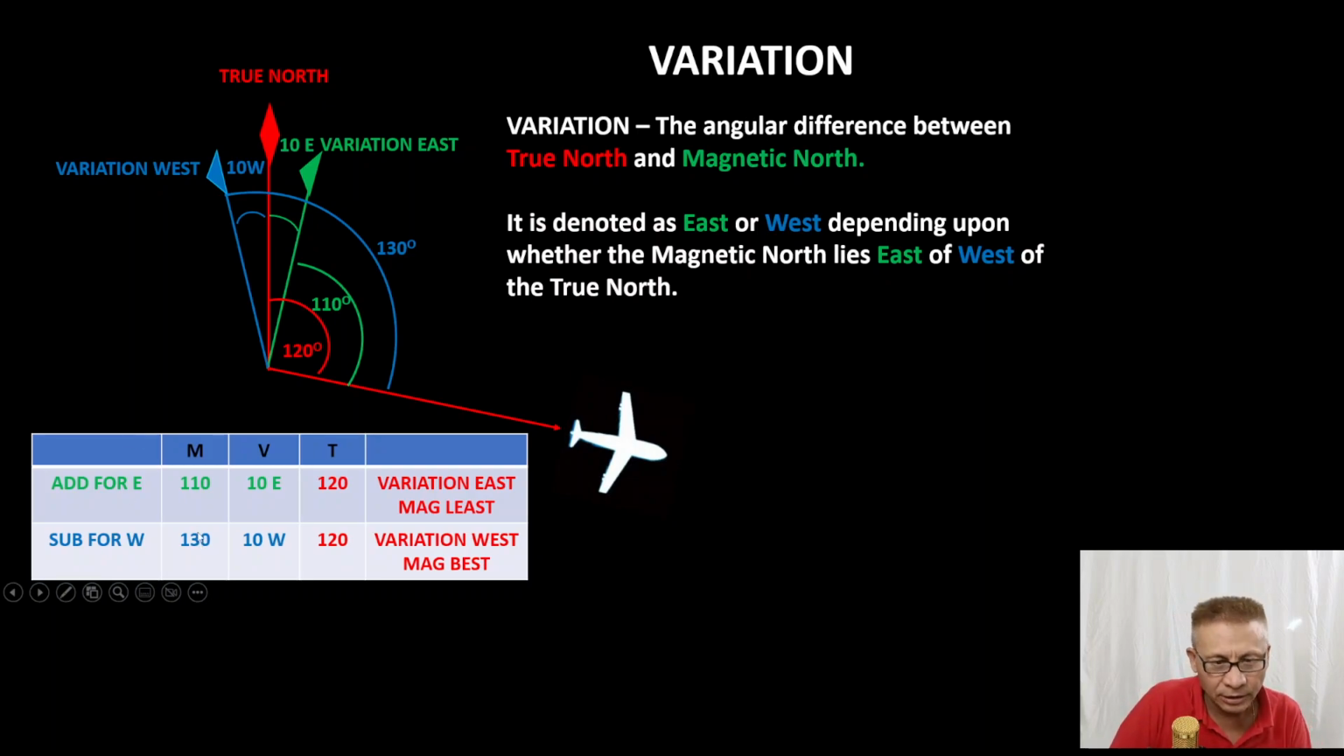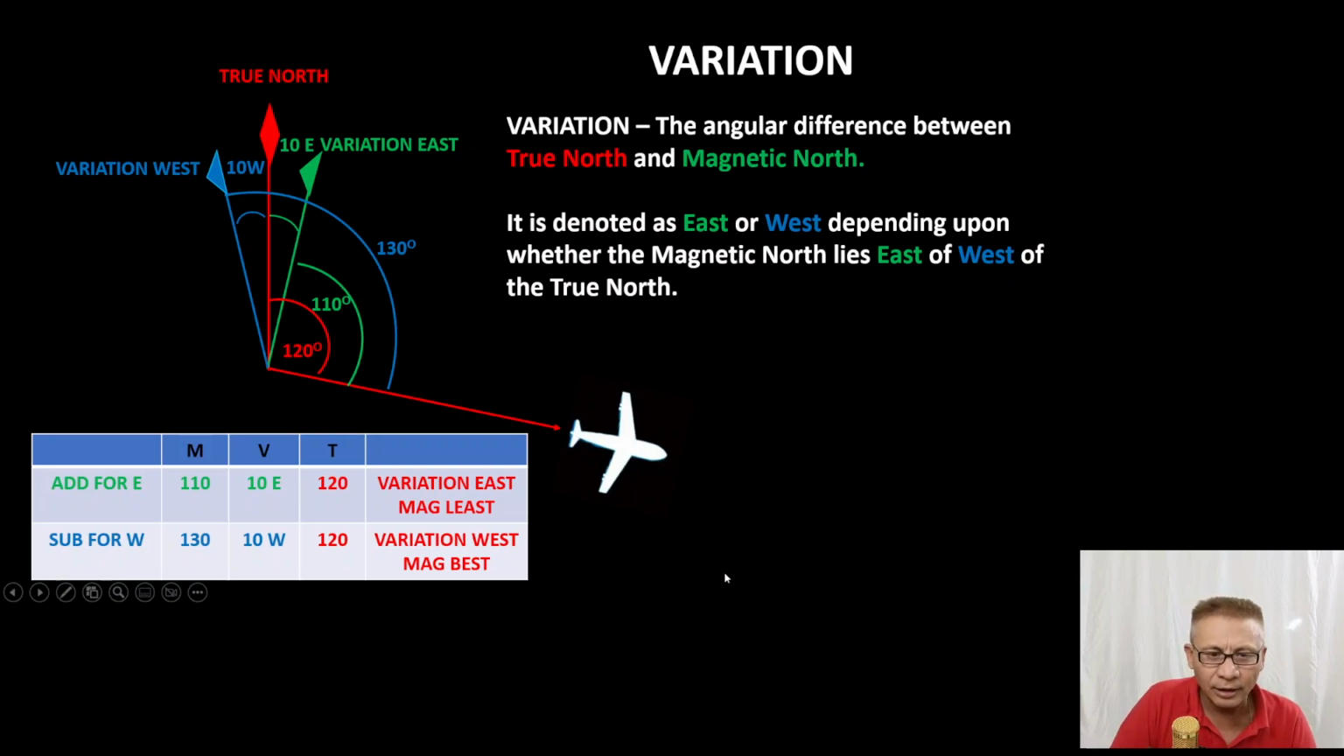This particular thing which I have talked about is summarized here in the table. When the variation is east, my true direction was 120 and the variation is 10 degrees east, so the measure is less, 110. Similarly, for the variation which is west, the direction will be 130. The mnemonic is: if the variation is east, the magnetic direction will be least. If the variation is west, the magnetic direction is best. Best means add, 120 plus 10 is 130, and least means 120 minus 10 degrees, 110.